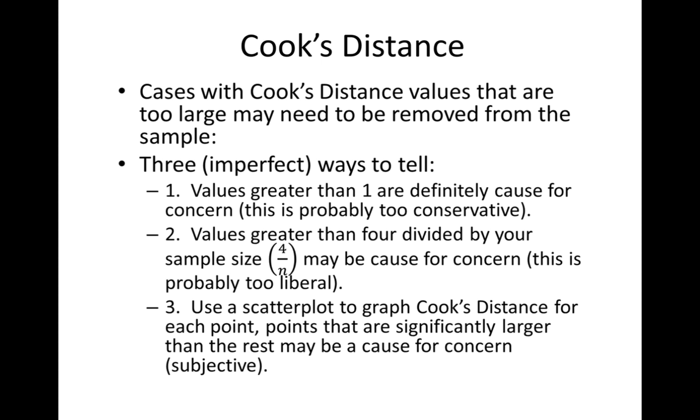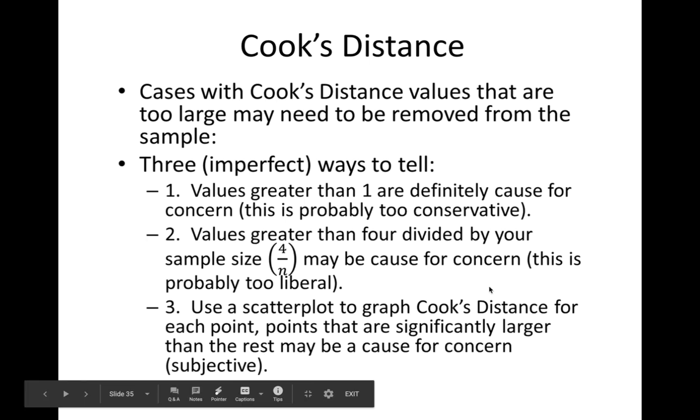All right, so what counts as a big Cook's distance? Well, as the saying goes, ask 4 statisticians and you'll get 5 different answers. So there are 3 sort of imperfect thresholds. First of all, if you have any values in your data set that are larger than 1, those are definitely cause for concern. If any individual observation has a Cook's value greater than 1, it is definitely impacting your results and should probably be removed. This, however, is probably too conservative a threshold. There probably are Cook's values less than 1 that might still be an issue.